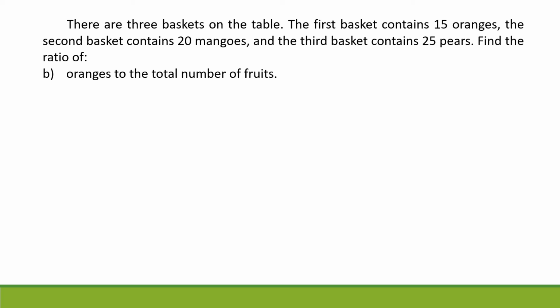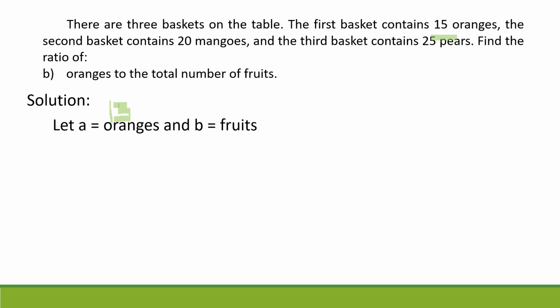Next na ating hahanapin ay ratio ng oranges to the total number of fruits. For our solution, let A be the number of oranges. So that is 15. Ang B naman ay ang total number of fruits. So para makuha natin yung total number ng fruits, yung kabuuang bilang, i-add lamang natin yung 15 na orange, 20 na mangoes, and 25 na pears. So, lahat sila ay 60.